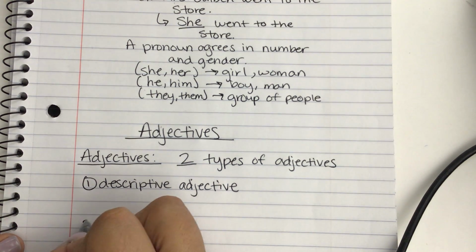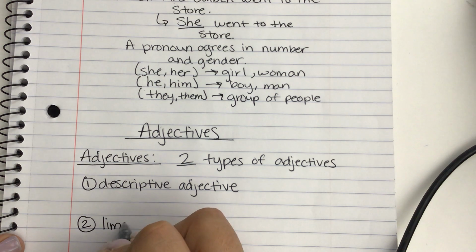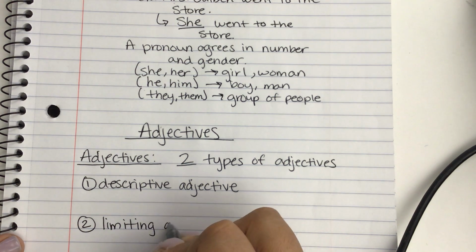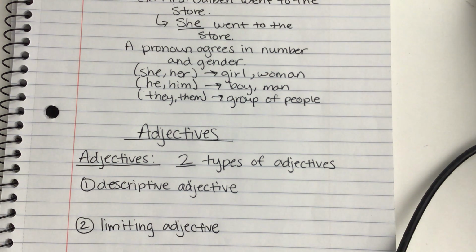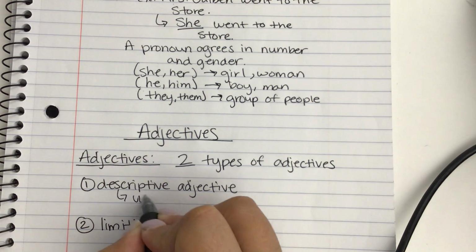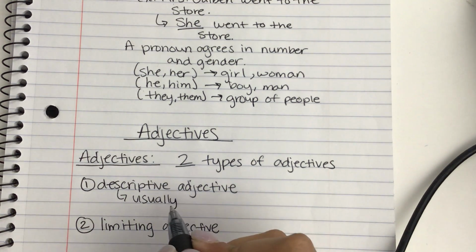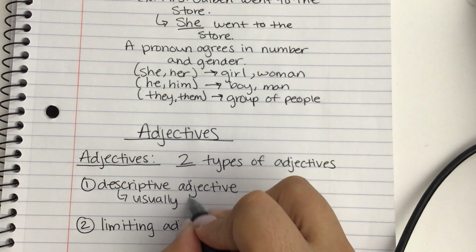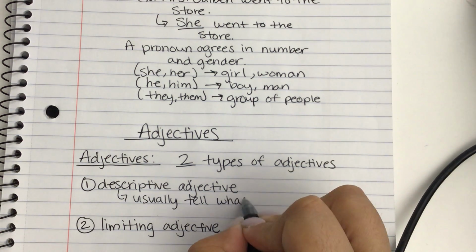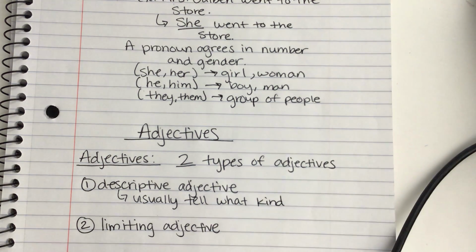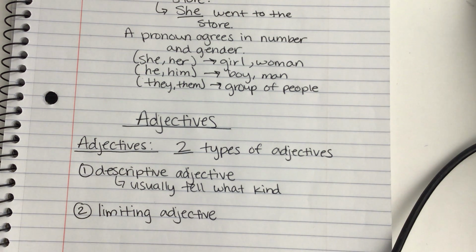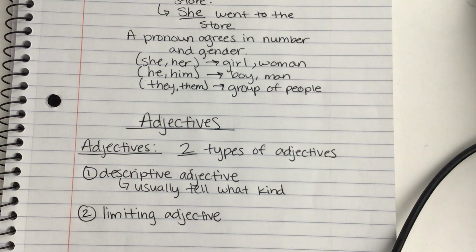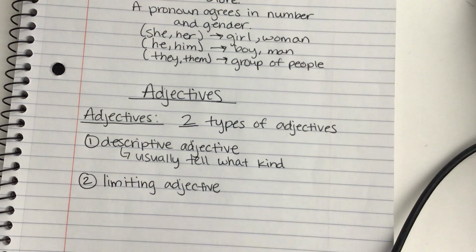Okay, and number two is called a limiting adjective. All right. Descriptive adjectives usually tell what kind. Okay, so they're descriptive. Okay, a limiting adjective are something that you have to memorize, but we're gonna list out a few.